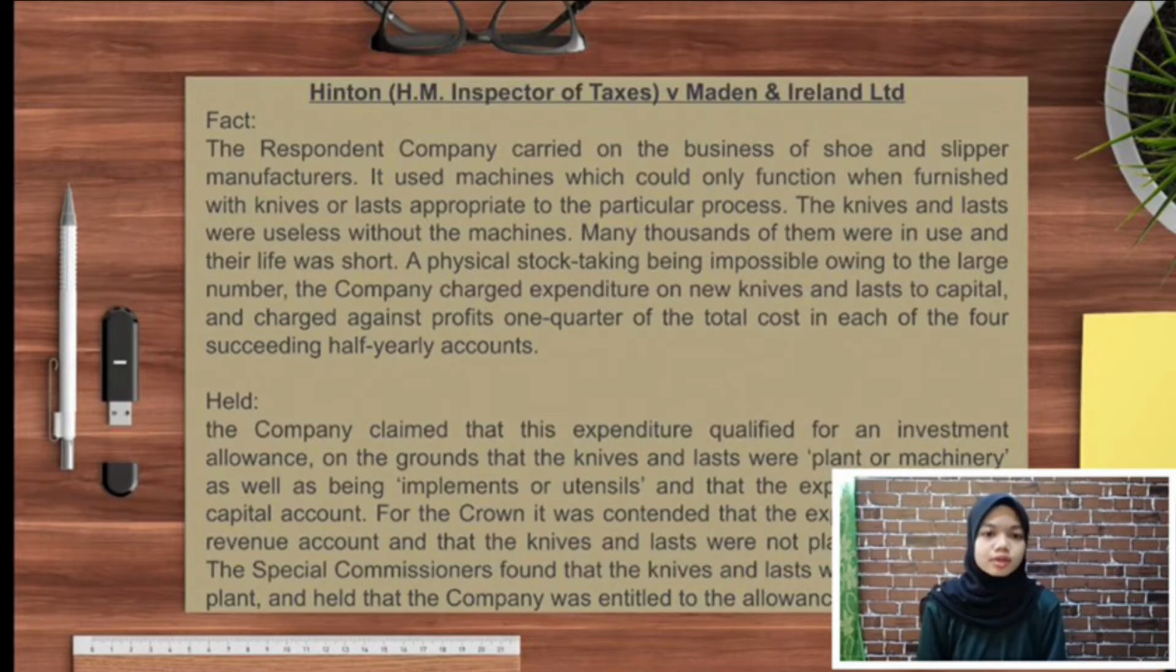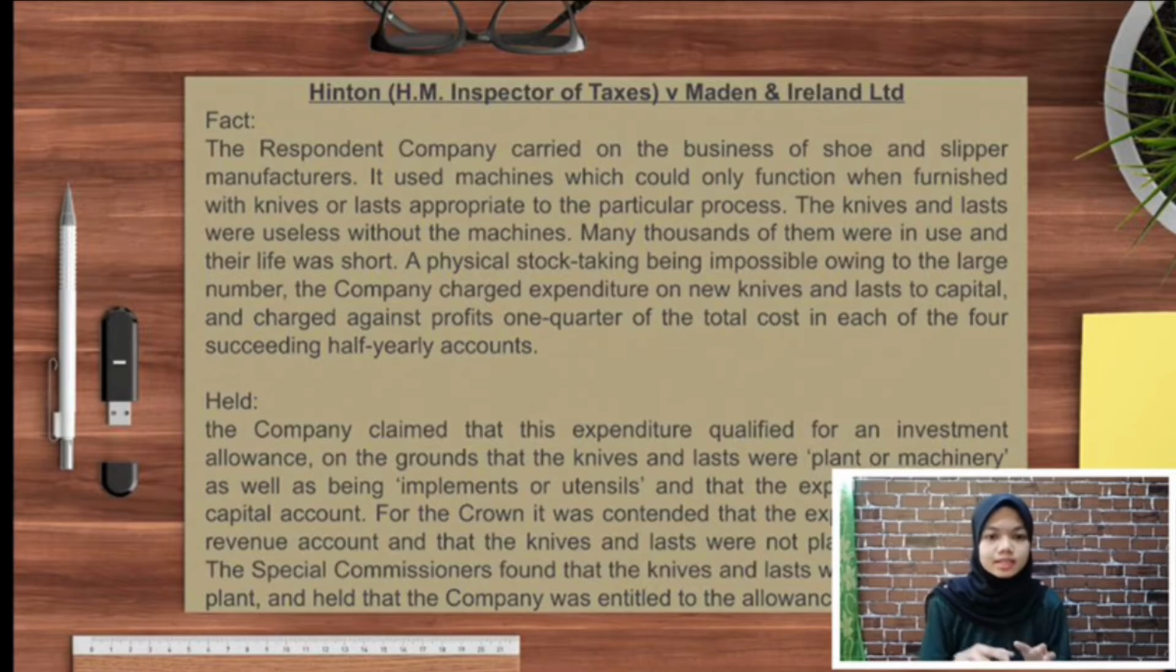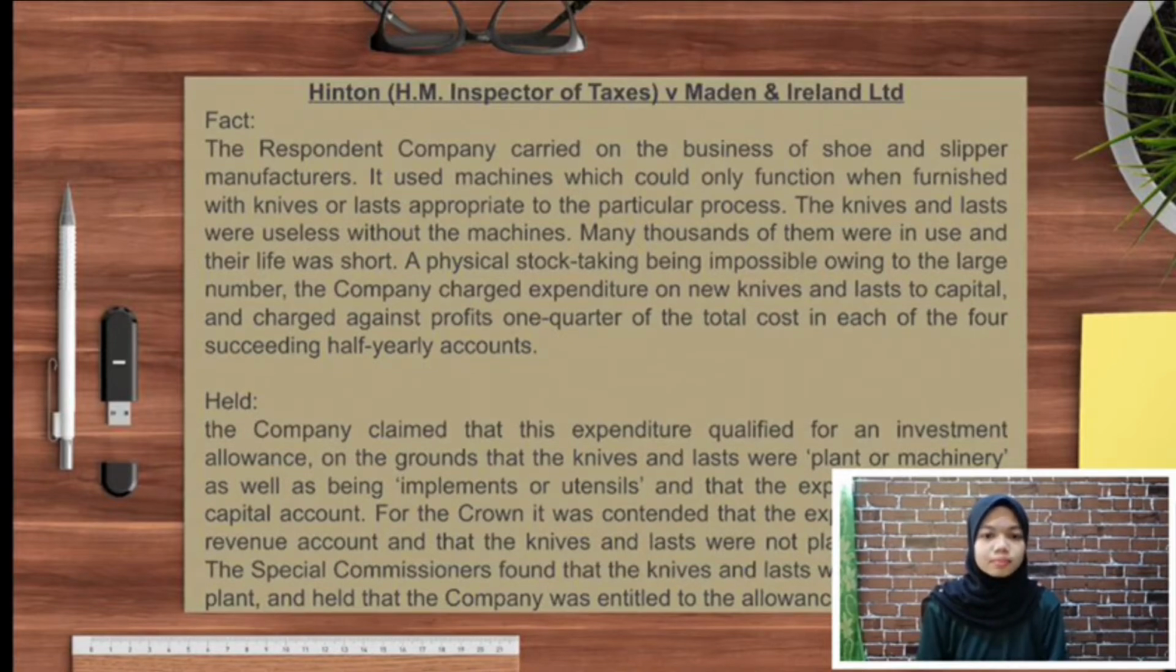so the company charged expenditure on new knife and last to capital and charged against profits 1/4 of the total cost in each of 4 succeeding half-yearly accounts. So in this case, it held the company claimed that this expenditure qualified for an investment allowance on the ground that the knife and the last were plant and machinery as well as being implements or utensils, and that the expenditure was on capital account.